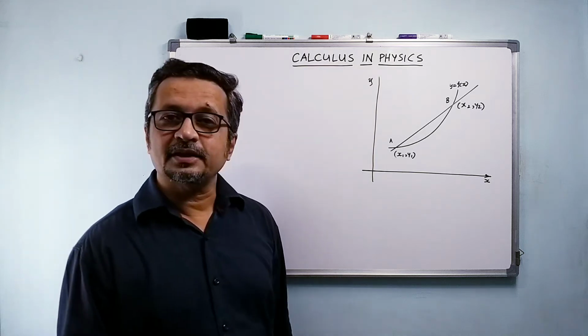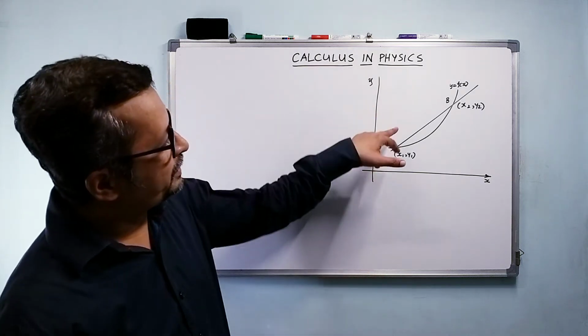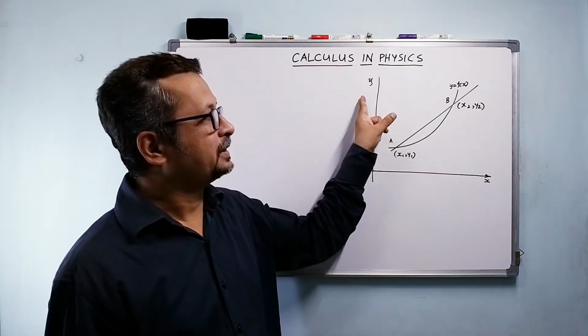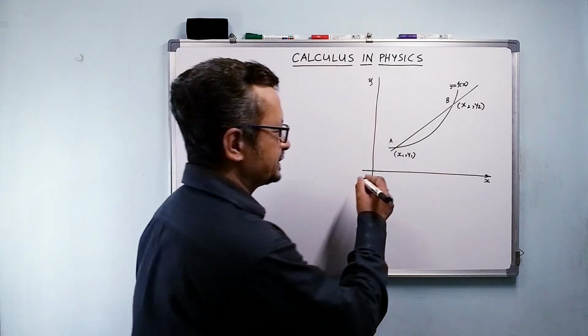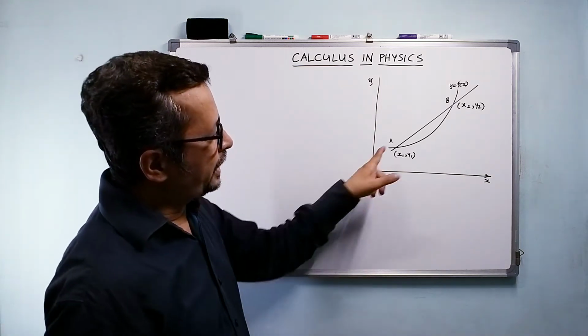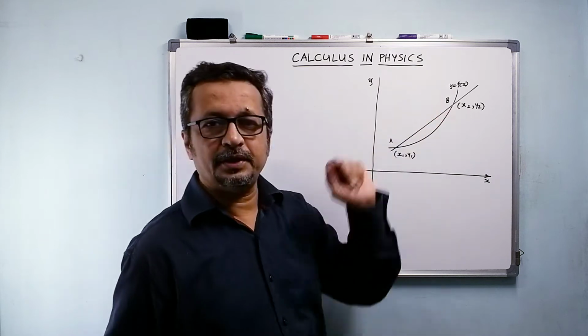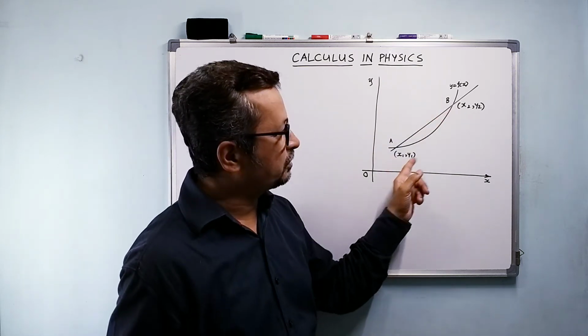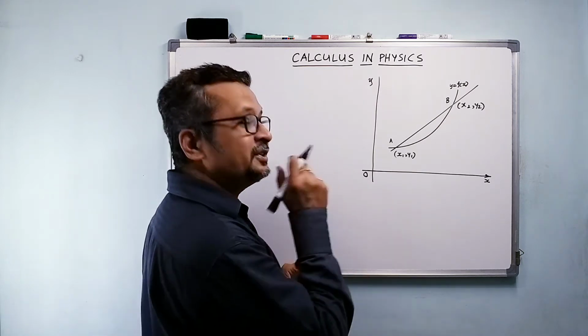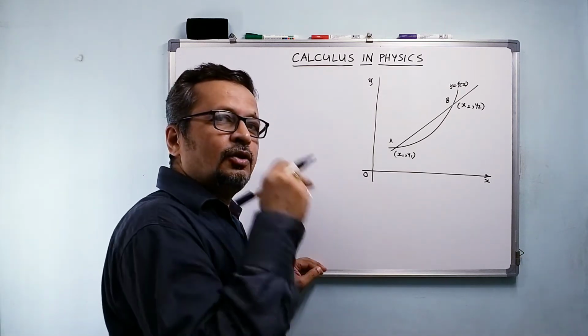Now let us understand the concept of derivative here. I have my function y is equal to f(x) here, my xy plane, my coordinate axis x and y, its origin here. Now I have this point A here and point B here. Point A is (x1, y1) and point B is (x2, y2). Now these points A and B are on the curve.